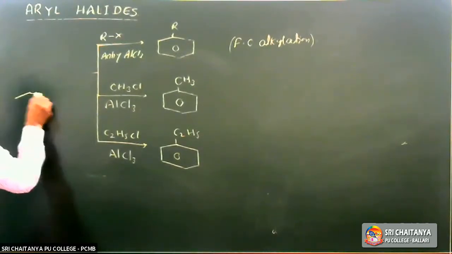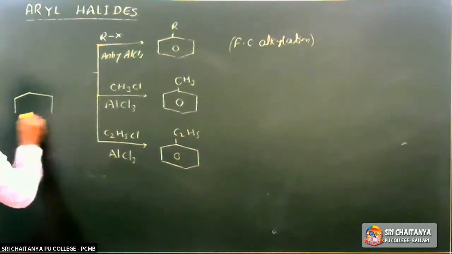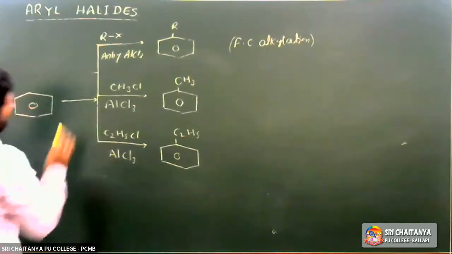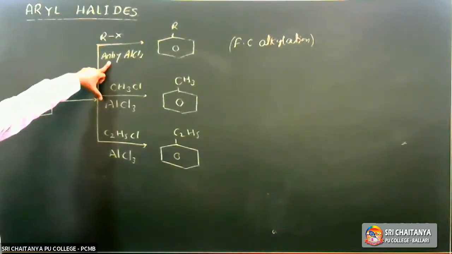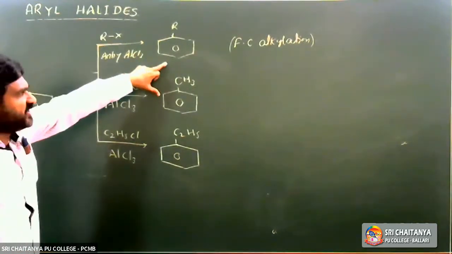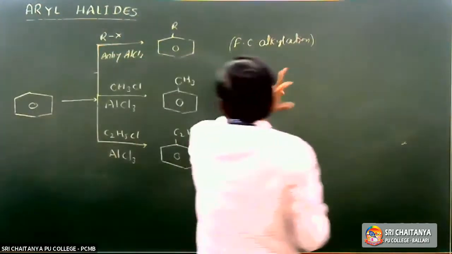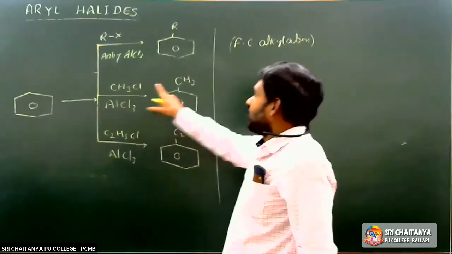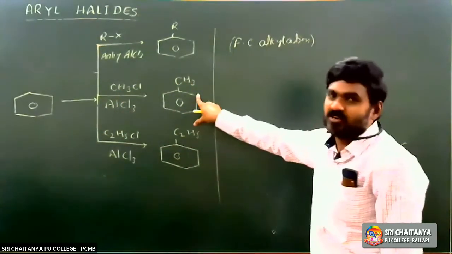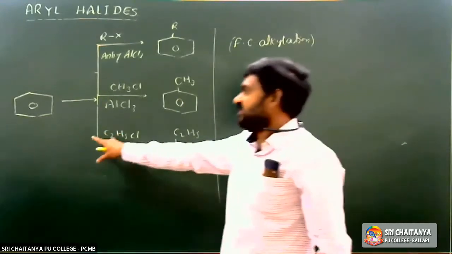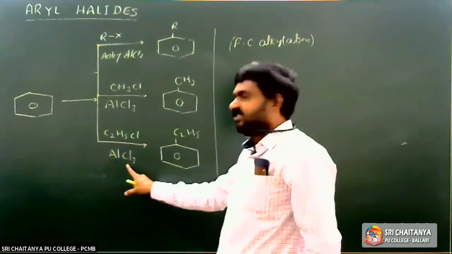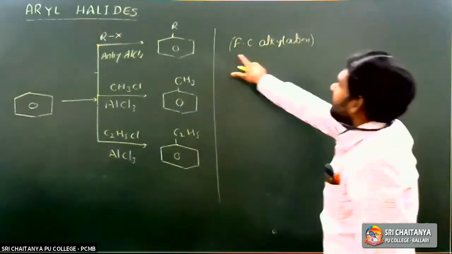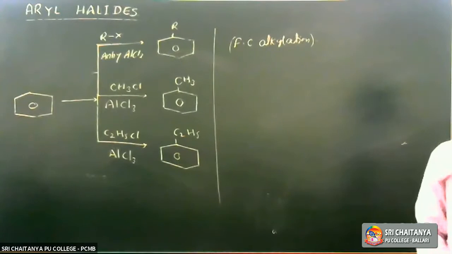Benzene is treated with alkyl halides in the presence of anhydrous aluminum chloride, and it gives alkyl benzene. The name of the reaction is Friedel-Crafts alkylation reaction. Specific example: benzene reacts with methyl chloride, and methyl benzene, also called toluene, is formed. Benzene reacts with ethyl chloride in the presence of AlCl3, and ethyl benzene is formed. These are examples of Friedel-Crafts alkylation reactions.